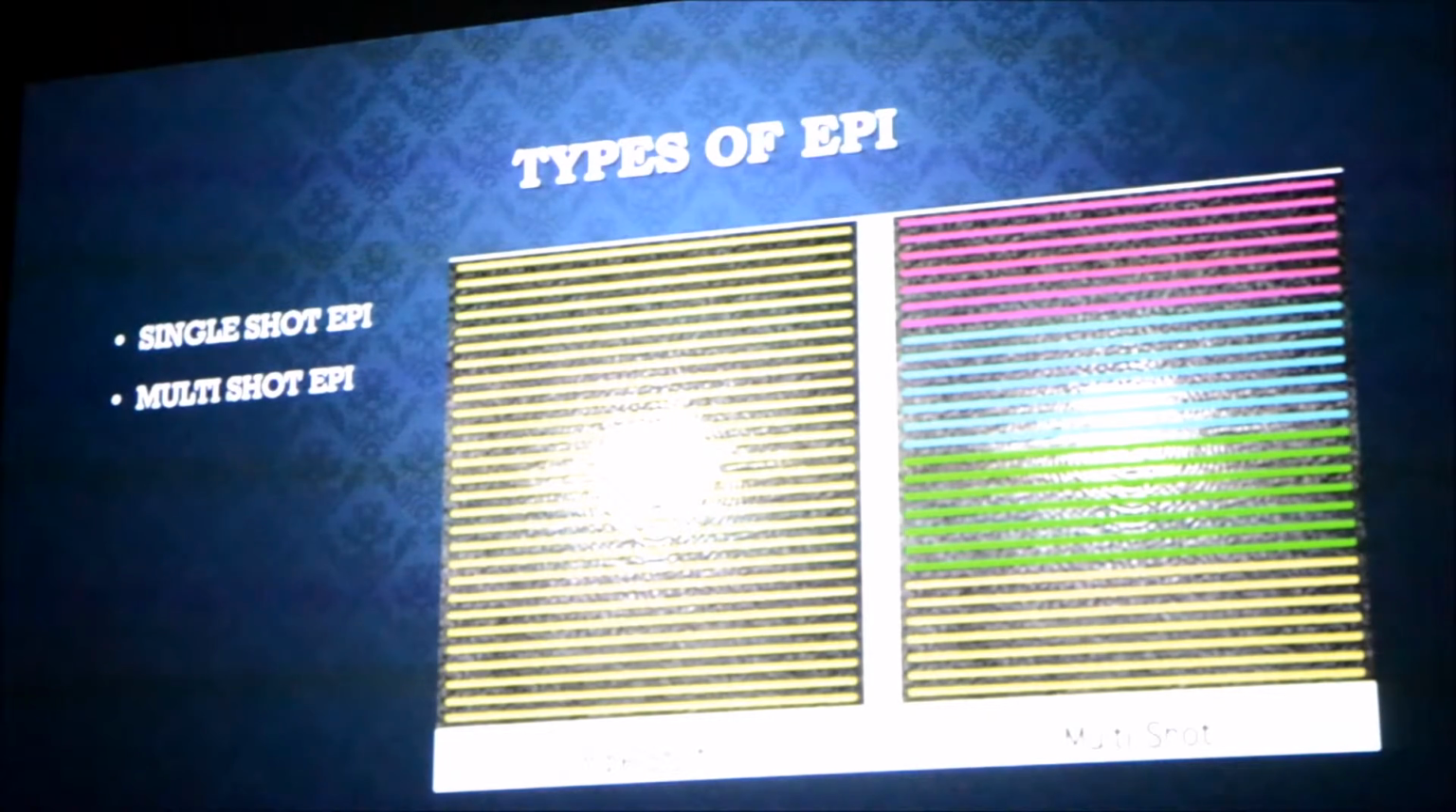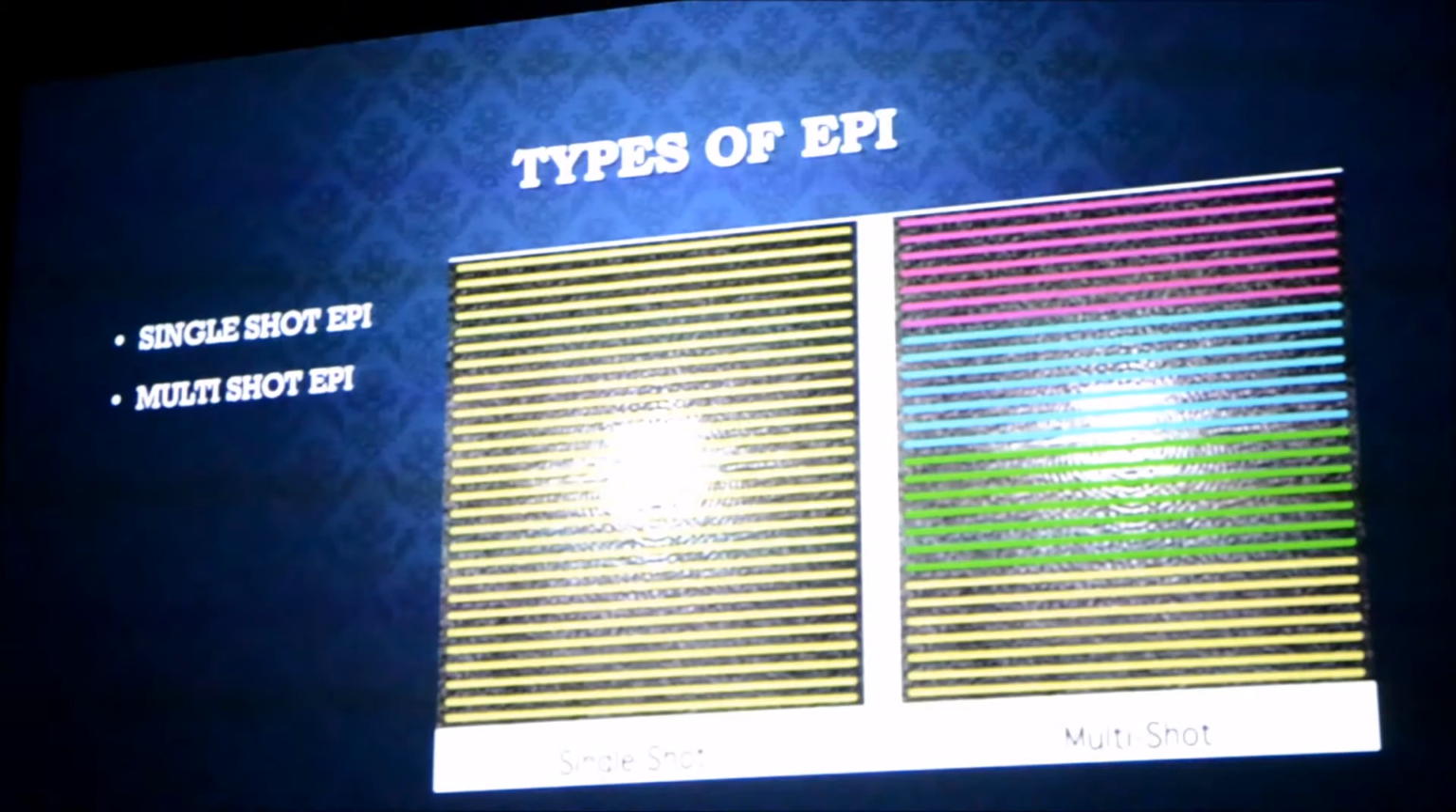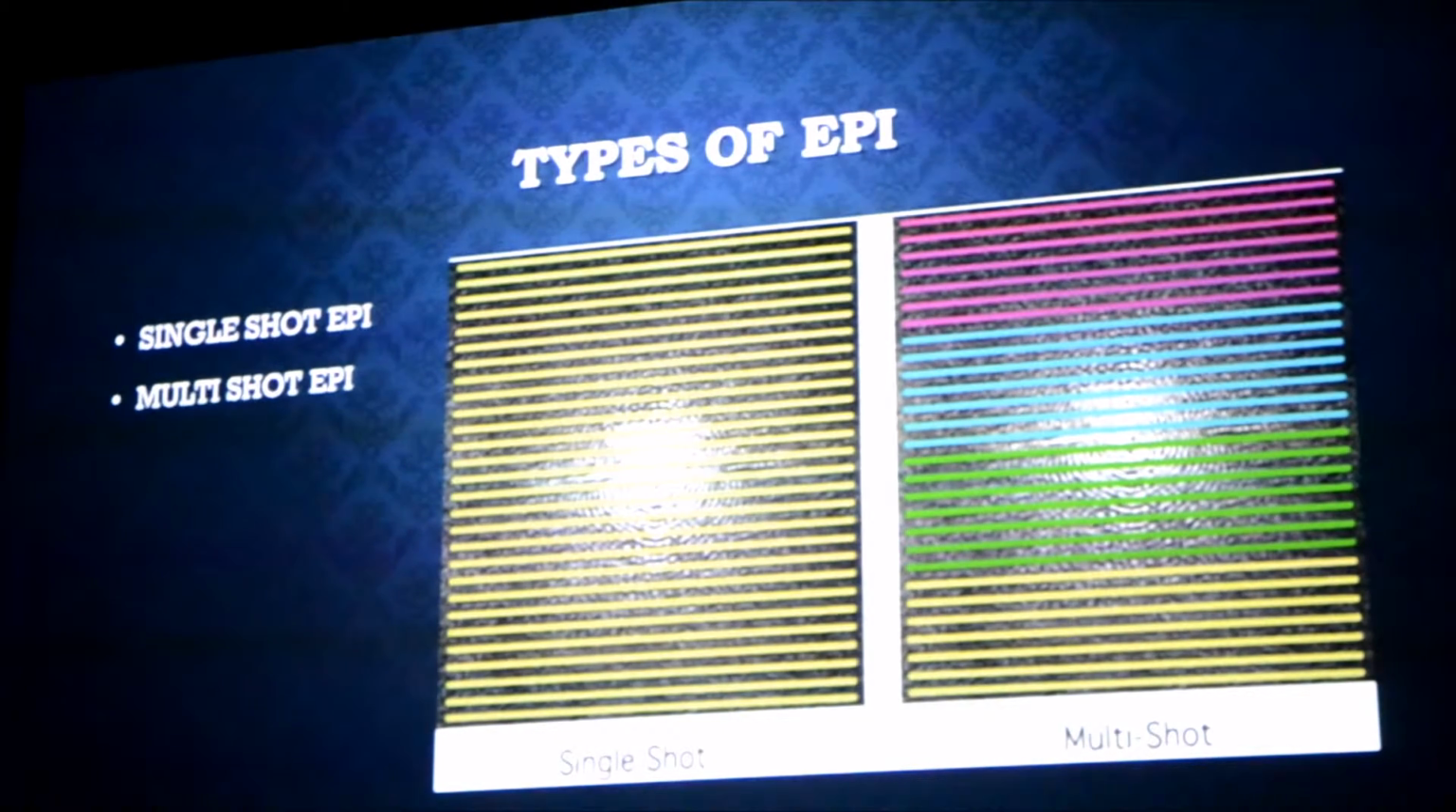There are two types of EPI. One is single shot EPI and the other is multi-shot EPI. In single shot EPI, the entire 2D K-space data needed for image reconstruction is obtained using an echo train generated by a single excitation pulse. But in multi-shot EPI, a fraction of the K-space needed to reconstruct the image is obtained with each echo train.